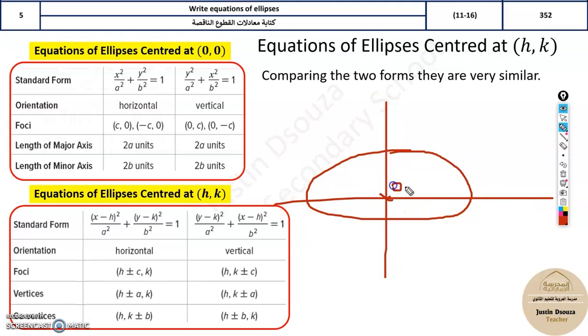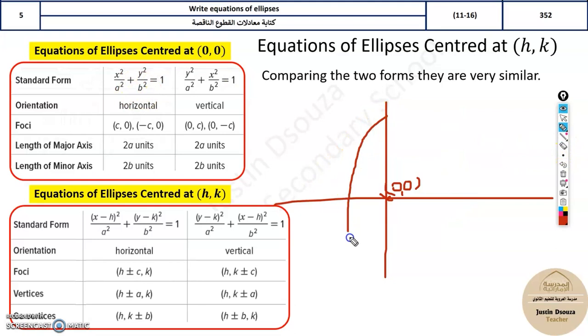Imagine this is the center. Anyway, this is 0, 0, the center. The standard form is given like this. But the same thing when it is vertical, somewhat like this, and the center is 0, 0, you are given this form. Now, what is the difference?